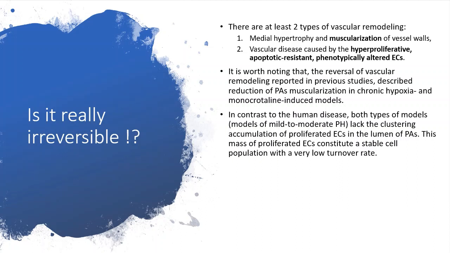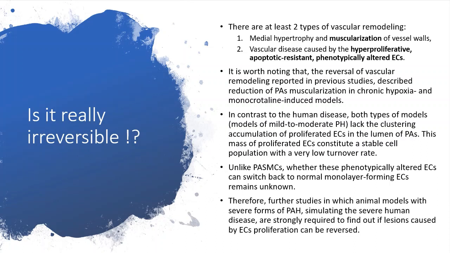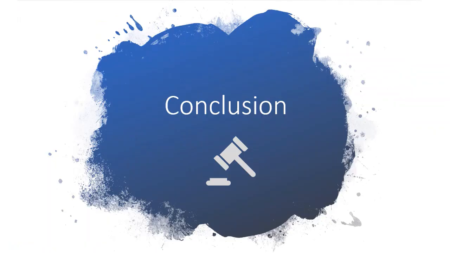In contrast to the human disease, both types of models lacked the clustering accumulation of proliferating endothelial cells in the lumen of pulmonary arteries. This mass of proliferated cell population actually represents a stable population with a very low turnover rate. So, unlike pulmonary artery smooth muscle cells, whether these phenotypically altered endothelial cells can switch back to normal monolayer forming cells remains unknown. Therefore, further studies in which animal models with the severe form of PAH simulating a severe human disease are needed to find out if lesions caused by altered endothelial cells can be reversed.